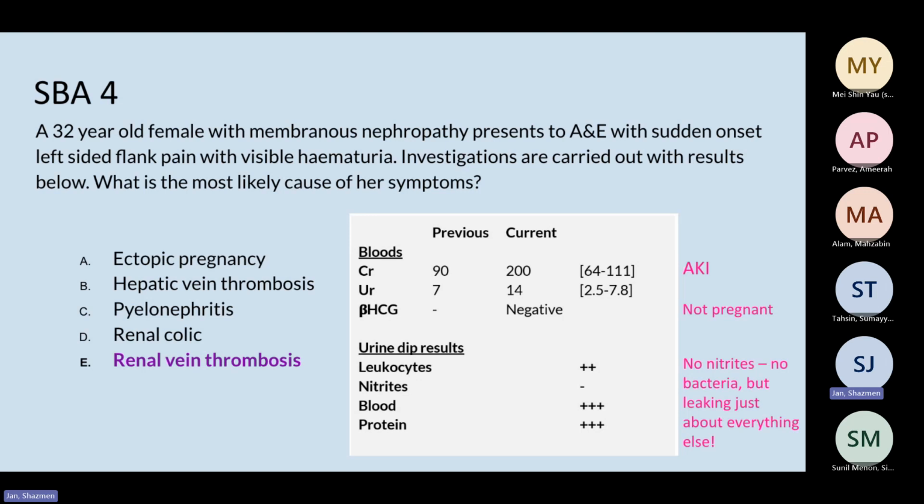And renal vein thrombosis has a tetrad of loin pain, which she's having. She's also having hematuria. She's also got an AKI, well, it's likely AKI because of the raised urea and creatinine. And then also these patients, if they have renal vein thrombosis, will have a raised LDH, which we can't see at the moment, but it would probably be raised. She's not pregnant, so we can rule out the ectopic pregnancy. And there are no nitrites, no bacteria, so it wouldn't be an infection. Does that make sense?